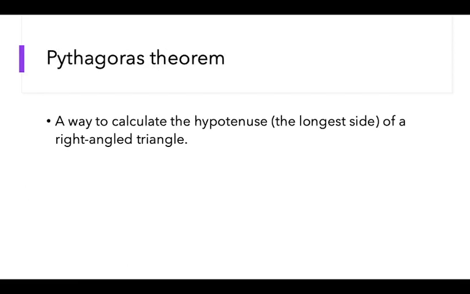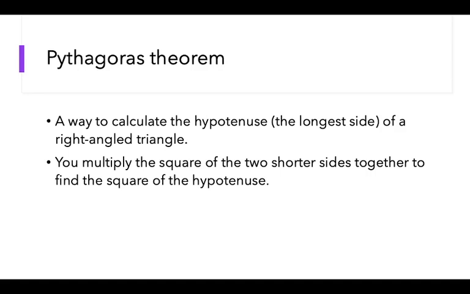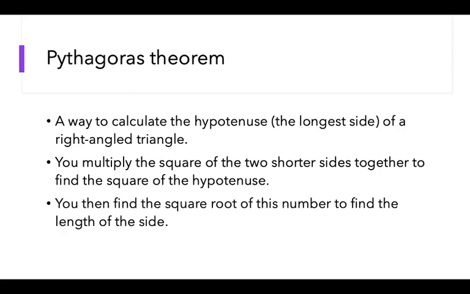Pythagoras. A way to calculate the hypotenuse, which is the longest side of a right angle triangle. To do this, you add the squares of the two shorter sides together to find the square of the hypotenuse. Then you find the square root of this number, and this will give you the length of the side.